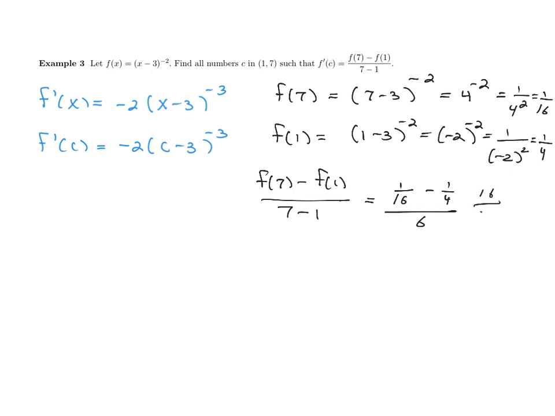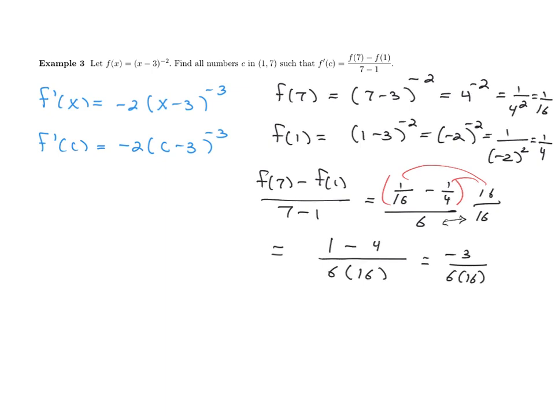I'm going to multiply the top and bottom by 16 to cancel all of the fractions within fractions. If we distribute this to both fractions, we get 1 minus 16 over 4, which is 4, divided by 6 times 16, if I multiply these two denominators together. That is negative 3 over 6 times 16. 3 goes into 6 twice. 2 times 16 is 32. This whole thing is equal to negative 1 over 32.